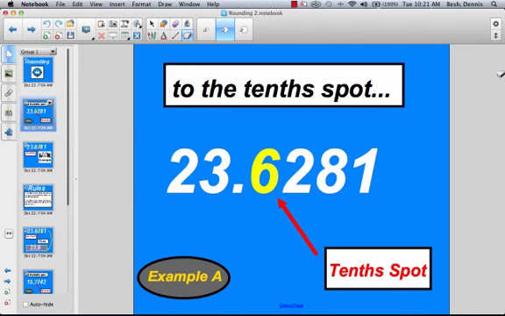First, this is example A, and what we're going to do is round this number, 23.6281, to the 10th spot. Now, before you begin, you've got to have your vocabulary down pat. You've got to know which is the 10th spot, the 100th spot, 1000th spot, and so on.